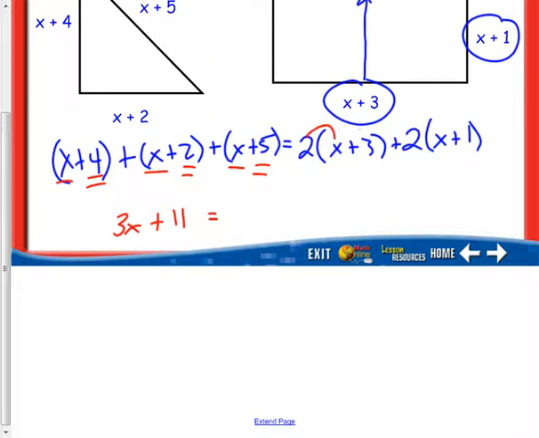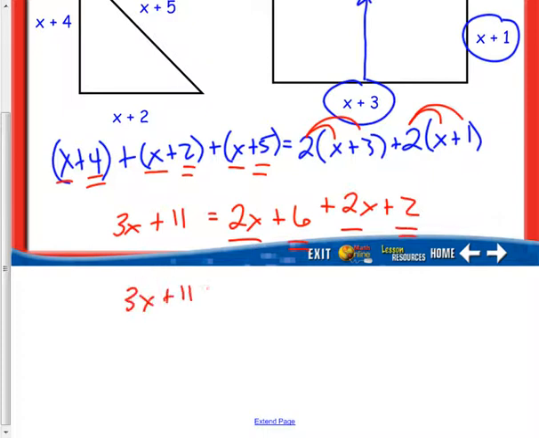Now over here I need to do some distributing. So I'm going to have 2x plus 6 plus, now I'm going to distribute this one, I'm going to have 2x plus 2, and now I need to combine like terms. So let's rewrite this side. 3x plus 11 equals 4x plus 8. Okay, which variable expression is larger? Well, 4x is bigger than 3x, so let's get rid of the 3x. So whatever you do to one side, you have to do to the other.